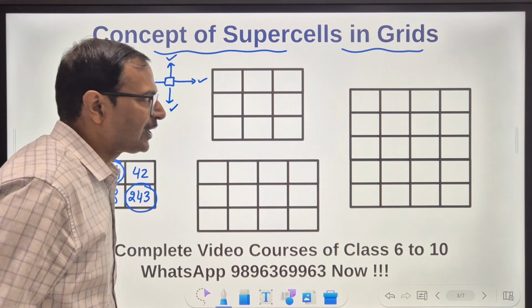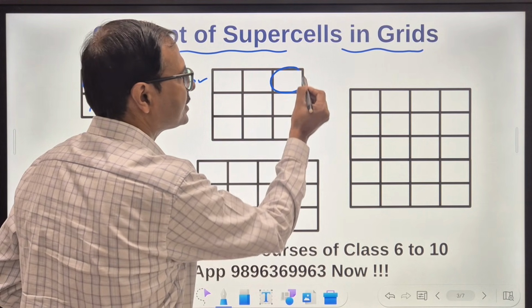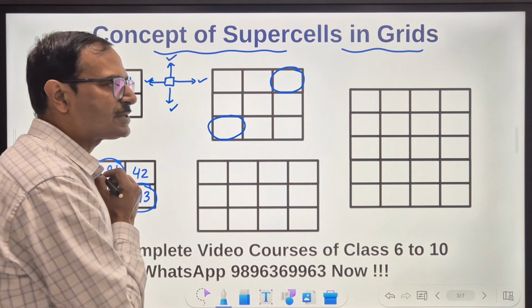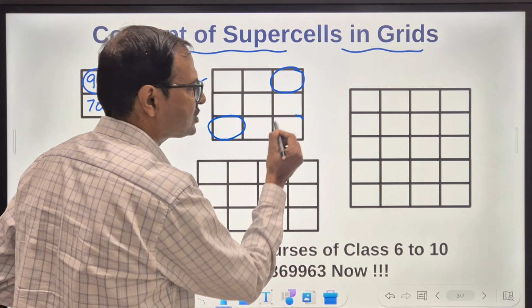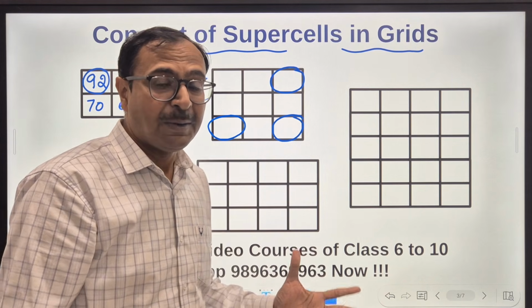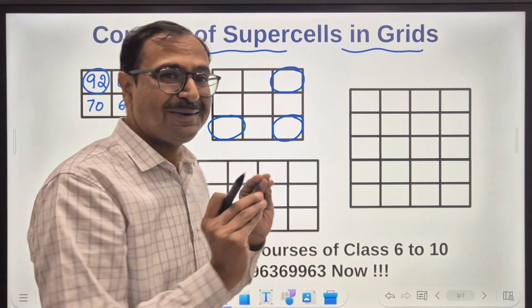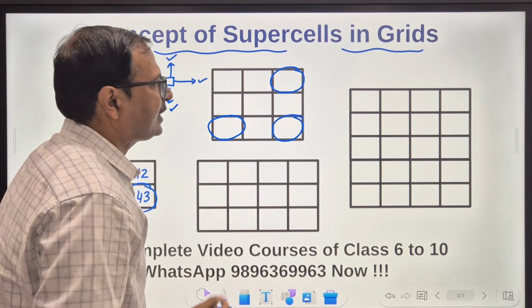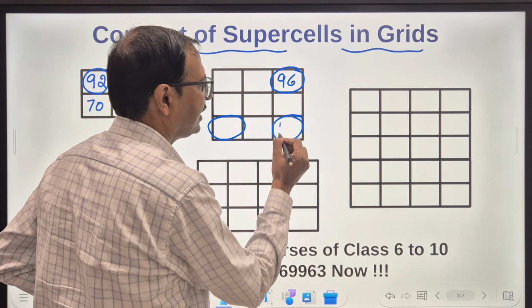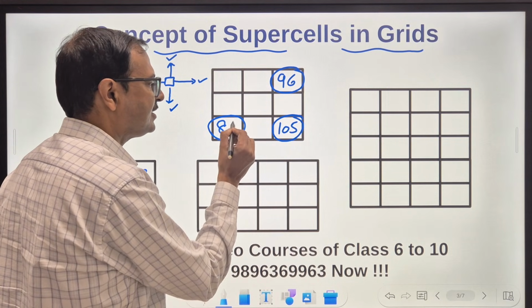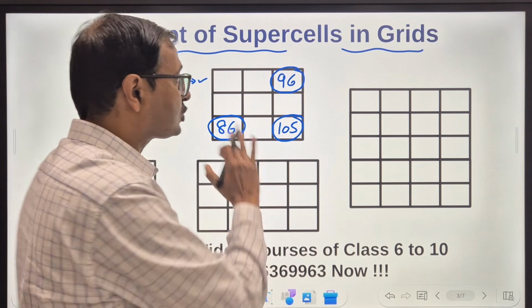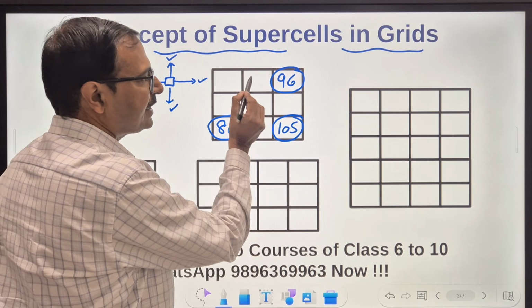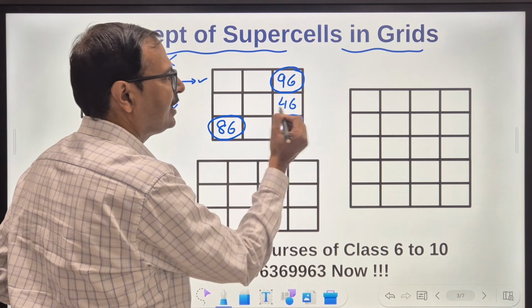Let's decode it here. Now suppose I want this to be a supercell, and then let's take one more, say here this to be a supercell, and I want another corner, say this to be a supercell. So I can put numbers here in which these three blocks become supercells. How about using 96 here, 105 here, and 86 here? Now can I fill the remaining blocks so that only these three are supercells? I can. This number has to be greater than these two, right? So let's write 46 here and 58 here.